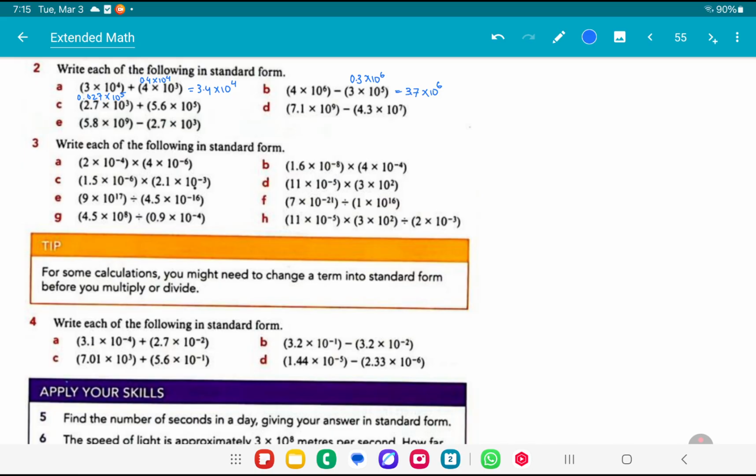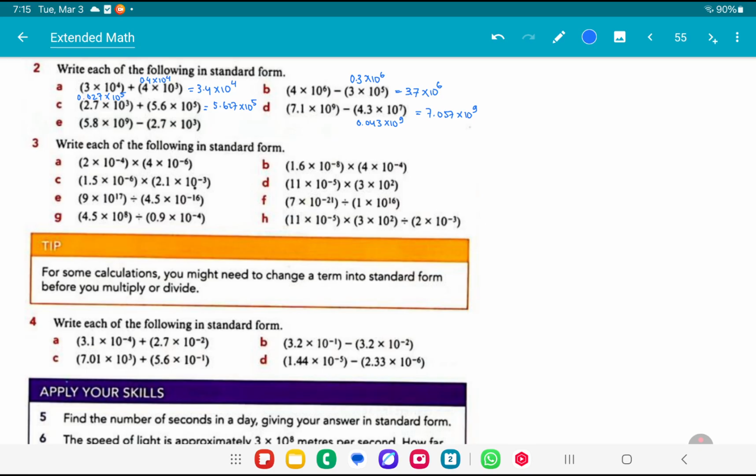get 5.6. So the total addition is 5.627 times 10 raised to the power of 5, and then we get 4.3. We change to 0.043 times 10 to the power of 9, and then 7.1 minus 0.043, we got 7.057, and then 10 raised to the power of 9.